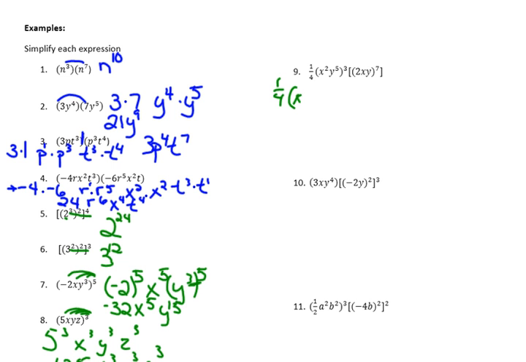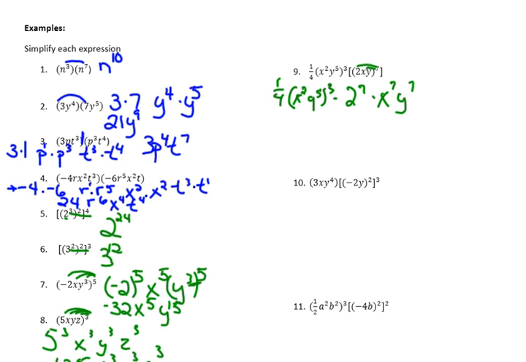-1/4 x squared y to the 5th, to the 3rd. So I have to start inside here. So I have to distribute my 7 exponents. So that's 2 to the 7th, times x to the 7th, y to the 7th. So I got rid of those.